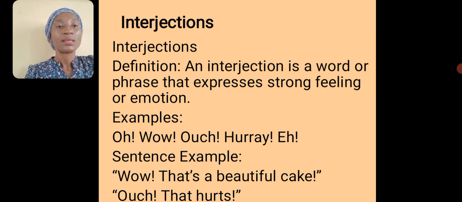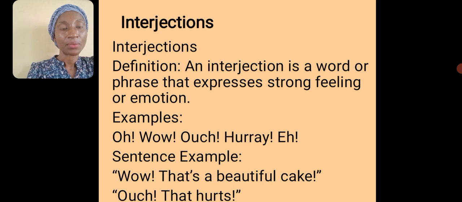Now let's see two sentences that show the use of interjection. All right? Wow, that's a beautiful cake. The word wow is an interjection because it shows a strong feeling or a strong emotion, right? A sudden outburst of surprise or show of surprise. So the word wow is an interjection.